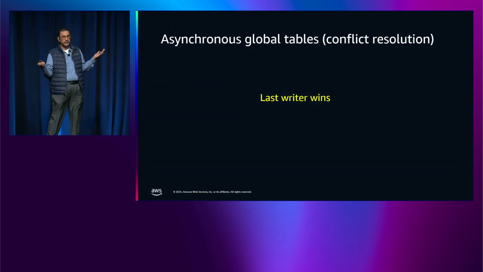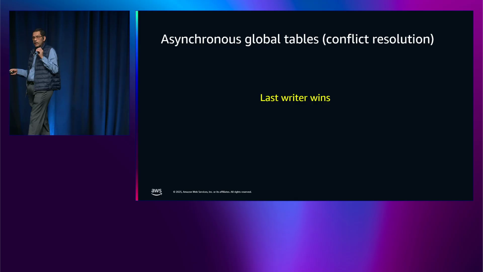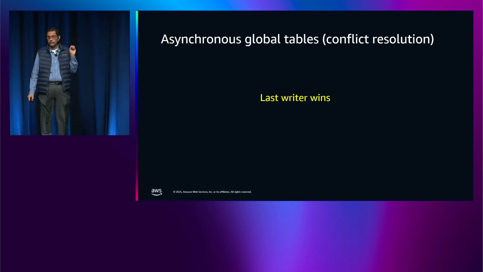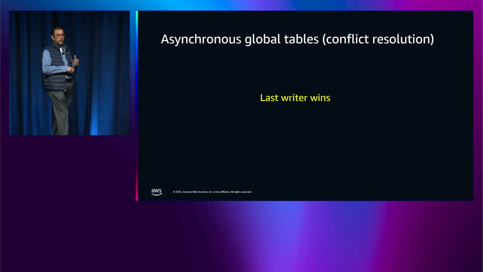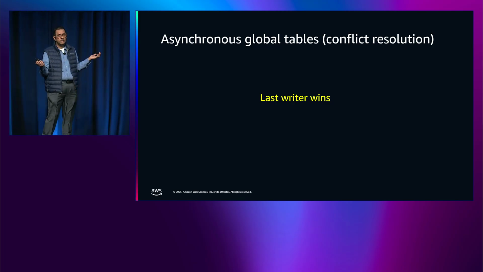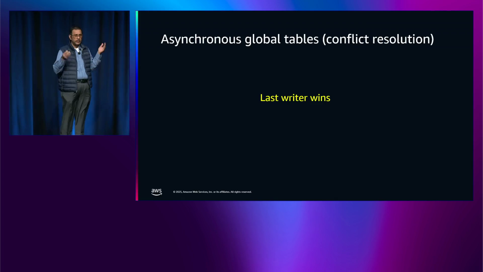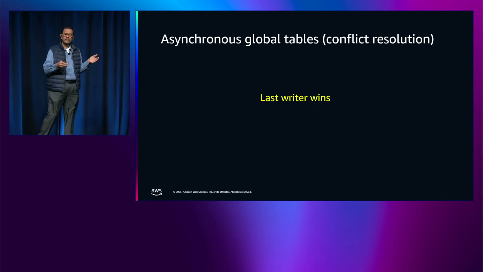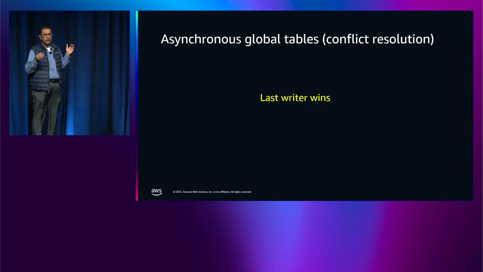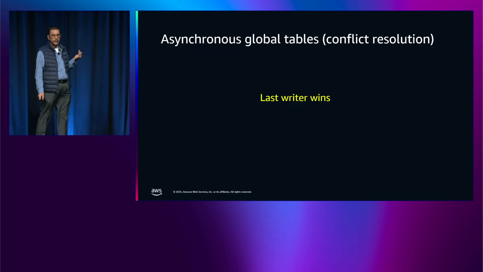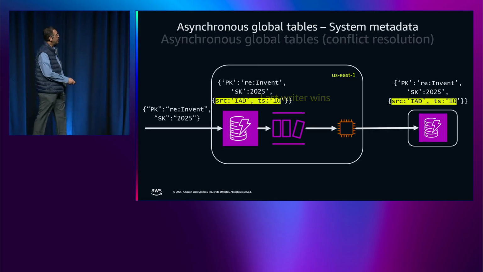If you have an active-active system and in multiple regions you modify the same item, which one are we going to survive? It's the last write. So all of our regions share atomic clocks. We know exactly what time you're performing the write. You do a write in two regions. No matter how close you think they are, one is going to be before the other. The one which is later will always win. So how do we go about doing that?